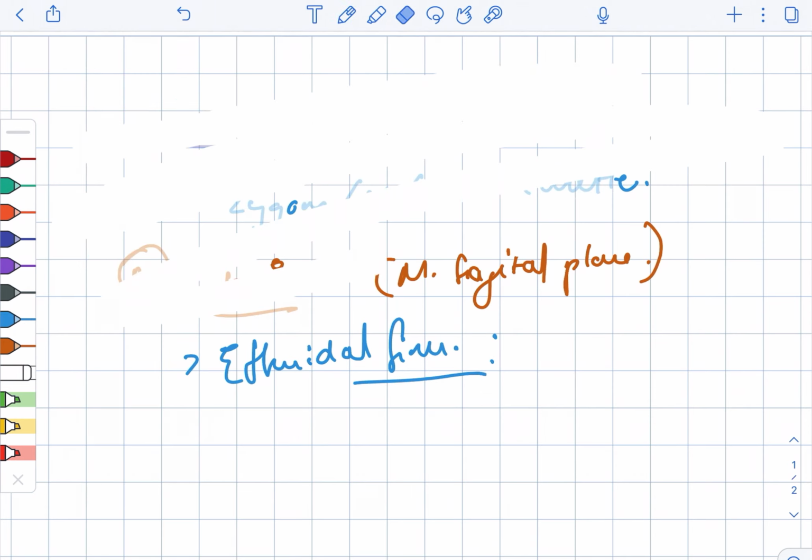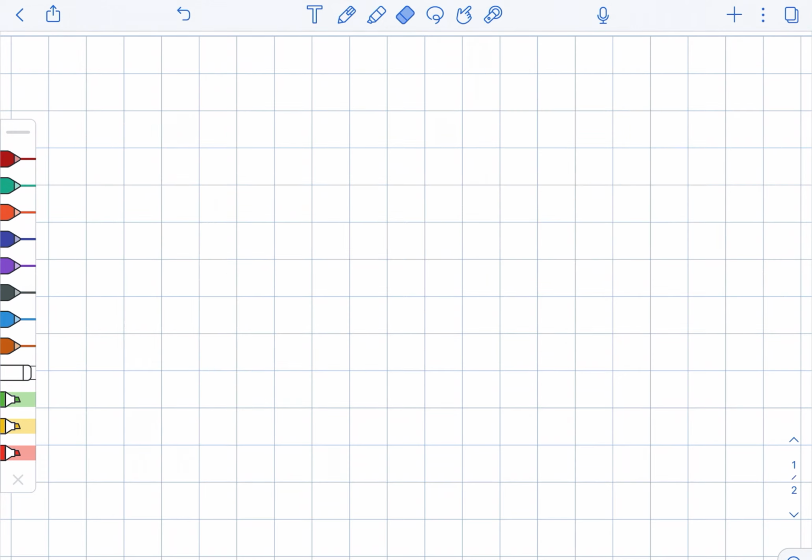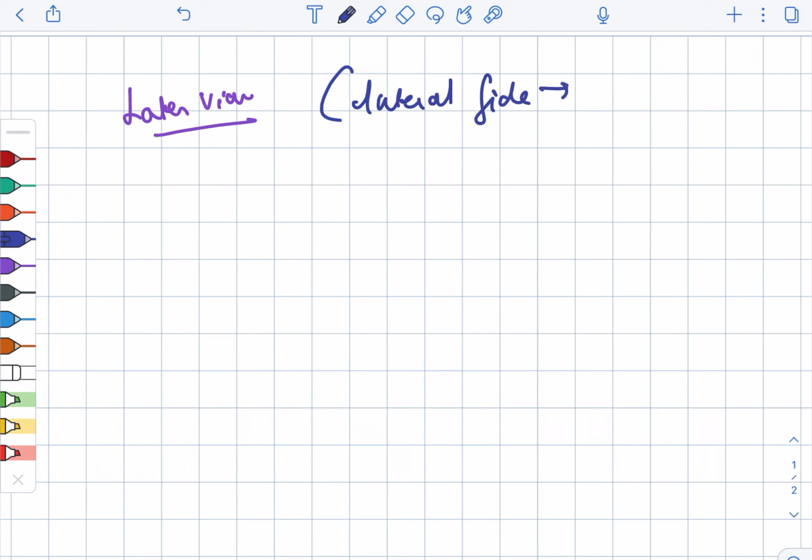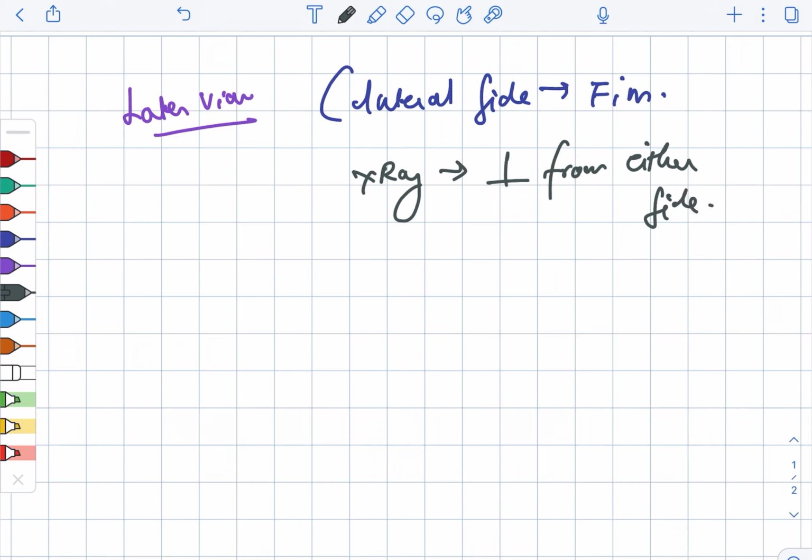Next we are going to look at the lateral view. The lateral view is basically the lateral side of the skull. It lies against the film, and the X-ray beam is projected perpendicular from either side. Now here what is seen is the frontal, ethmoidal, maxillary as well as sphenoid sinuses.